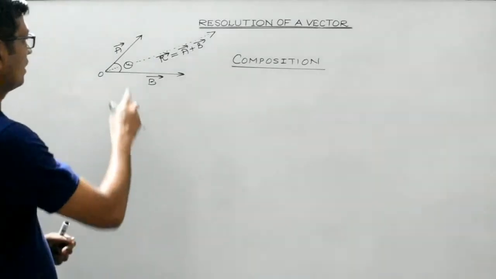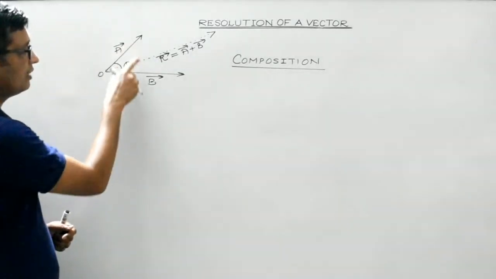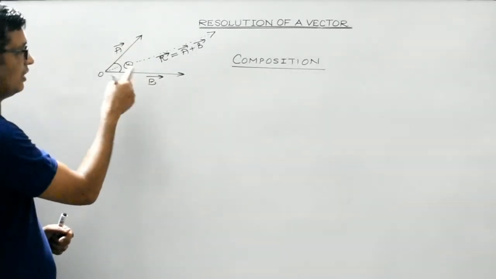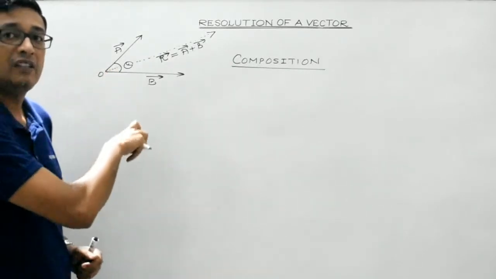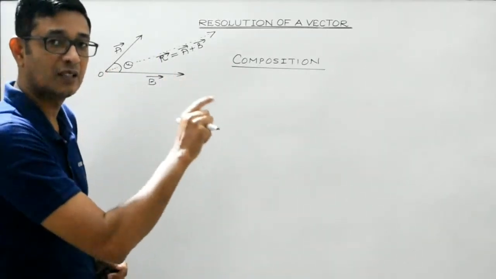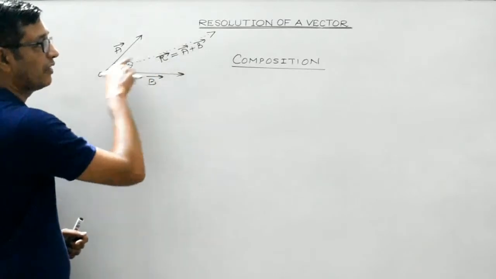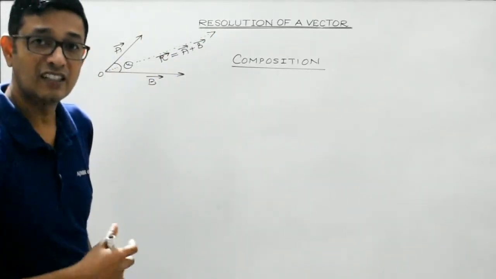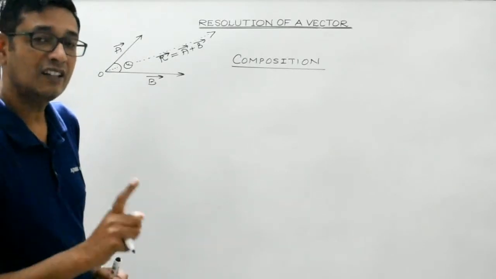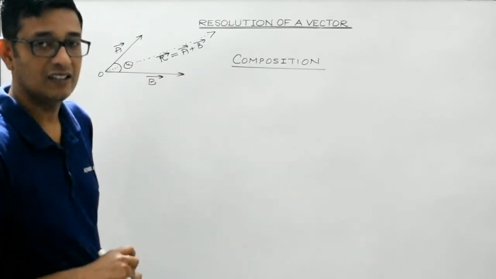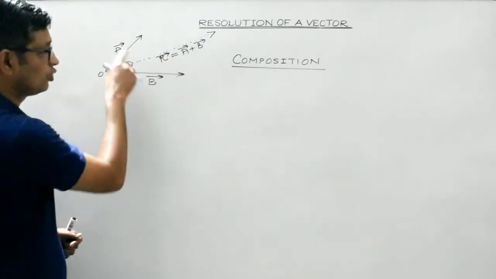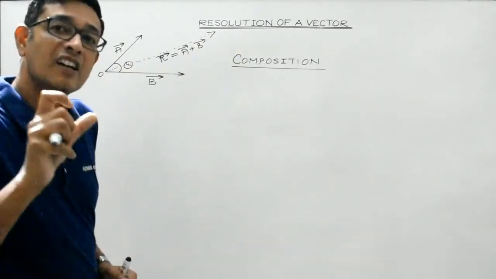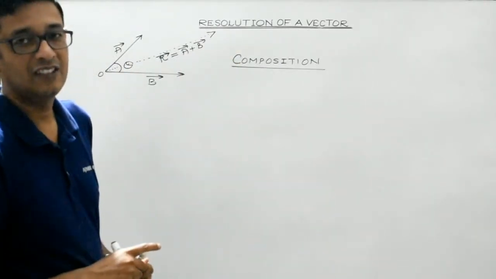So the result produced by these two vectors collectively at point O would be the same as that of the result produced by this R vector when acting at point O. So R is the resultant of vectors A vector and B vector. So finding the resultant of the two given vectors, that is known as composition of vectors.